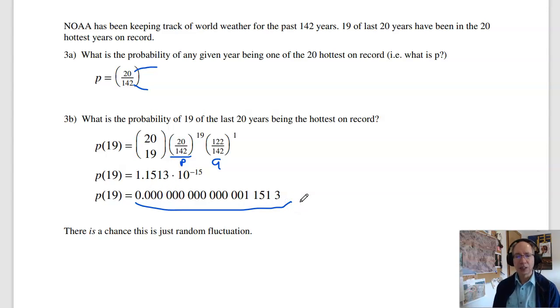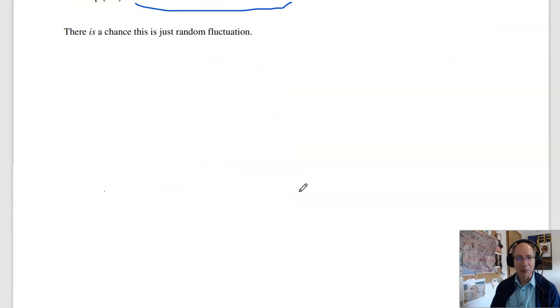So if you're a Senator Cruz fan, he is correct. This could be due to chance. It's not proof of global warming. The probability due to chance is 0.000000000000001, but there is a chance. So Ted Cruz might be right. Not terribly likely, but could be right.